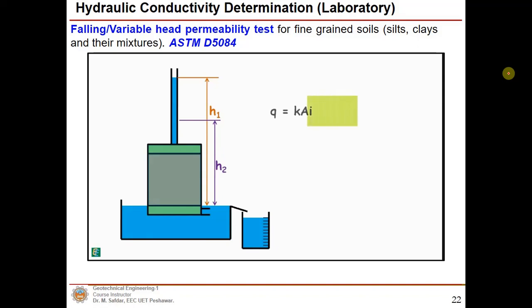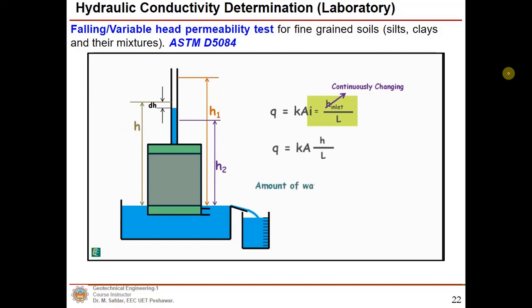We can notice the hydraulic gradient through the soil is changing every instant, as the water head is continuously changing in the standpipe. So let at any instant of time, when the water head was between H1 and H2, the head difference which was causing the flow through the soil is h. For a very short interval of time, dt, head in the standpipe drops by dh height. At that instant, when the head is h, the flow rate can be given as this.